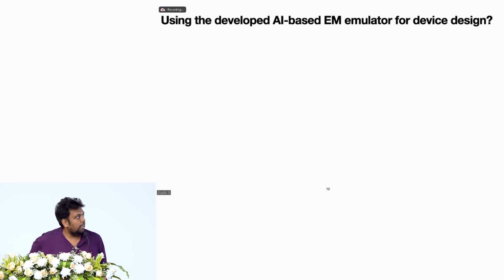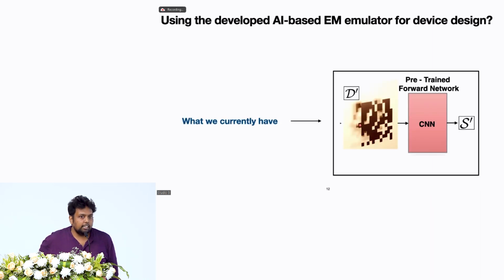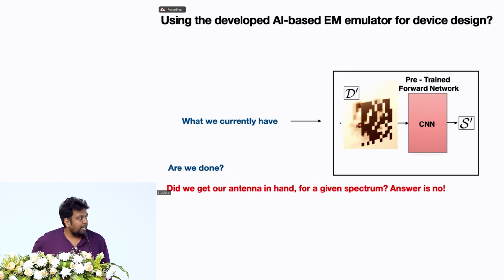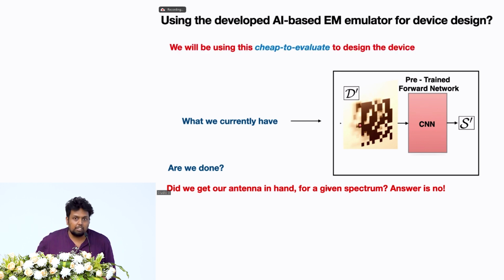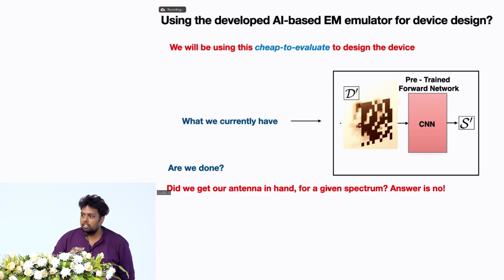So the goal was to generate an antenna given the response. What we have currently is this. We have our antenna. We pass it through the forward model. It predicts the spectrum. Are we done? Did we get our antenna in hand for a given spectrum? The answer is no. So we will be using this cheap to evaluate solver that we have just developed to design a device. That is why we are calling it inverse design. Now we have the spectrum, but we need the device.